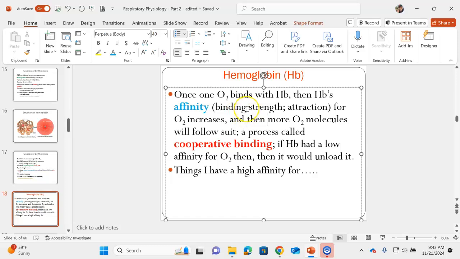And generally speaking, when one oxygen molecule binds to hemoglobin, that starts to increase hemoglobin's attraction for oxygen, and more O2 will follow it. It's a process called cooperative binding. So when one oxygen molecule binds, more will follow.